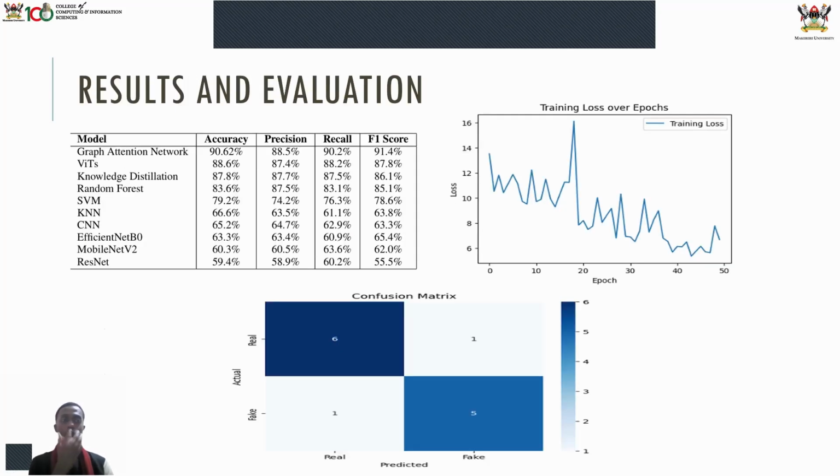Results and evaluation. The results were as this, as you could see, the scores such as precision, recall, and F1 score for the 10 models, and the best performing through the graph was V8, and the worst performing were EfficientNet, MobileNet, and ResNet. This training loss was for the GAT training, showing how the training loss was varying by the number of epochs, and it was dropping significantly. Then a confusion matrix was for the GAT as well. It correctly classified 6 instances of real as real, and 5 fake as fake.